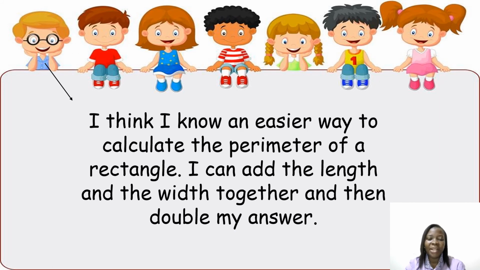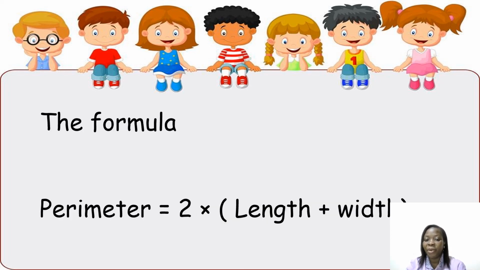Okay, this is Tom seated right here. Tom says, I think I know an easier way to calculate the perimeter of a rectangle. Is this different from what we have just learned, Tom? Okay, let's read on. I can add the length and the width together and then double my answer. Do you think Tom is right? If you think he is, can you explain why, giving an example? And if you think he is not, can you also explain why, giving an example? Drop your answers in the comment box below. Remember, the formula we just learned is perimeter is equal to 2 times (length plus width).